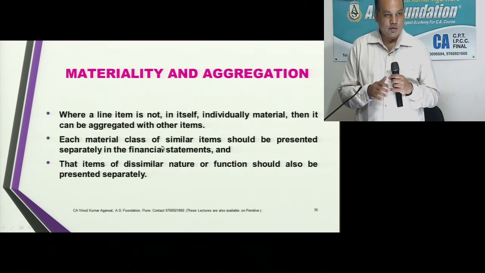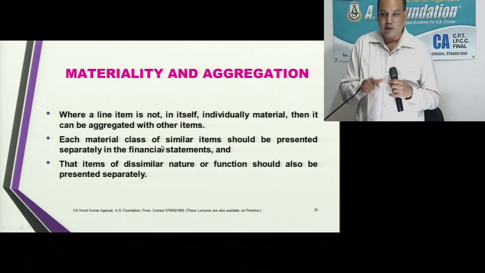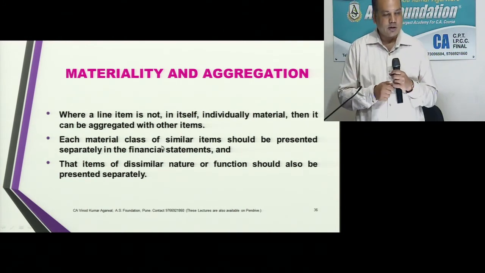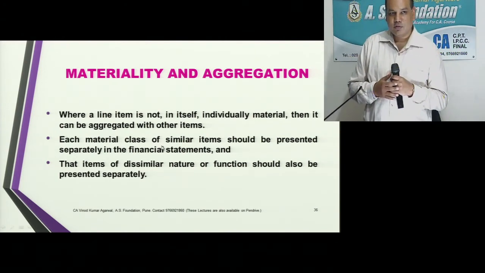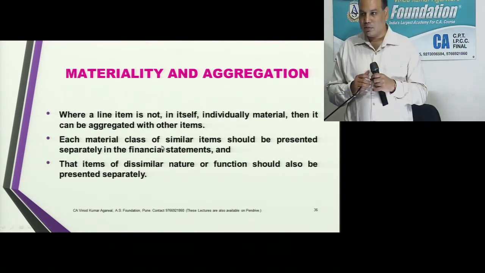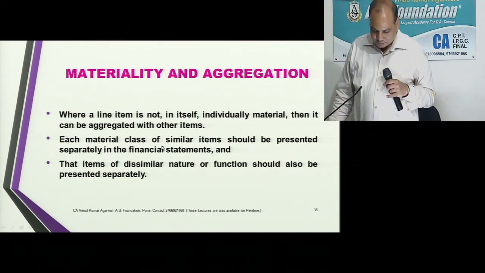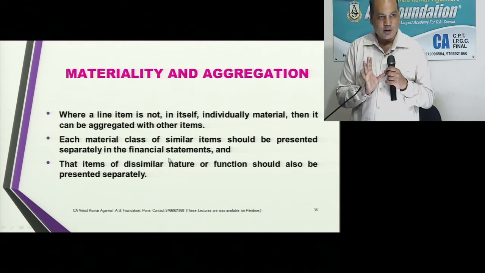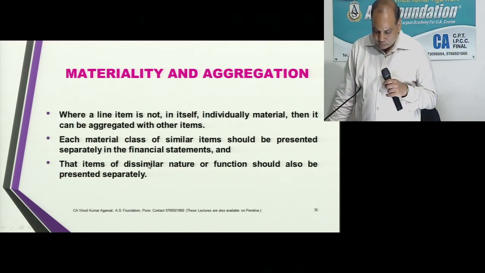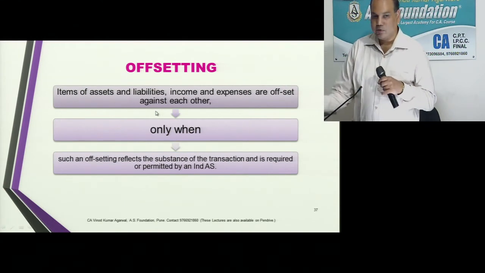I'll stop here. You understood. Who requires so much of detailing? Does investor want you to disclose flat file purchase, box file purchase, pen purchase, pencil purchase? Right, printing and stationery. That is just an extreme example, but you have to be careful while aggregating also and while disaggregating also. That requires really skills, because you have to only give limited number of items in the financial statement. The item of dissimilar nature or function should also be presented separately. So salary and printing and stationery you can't club together.